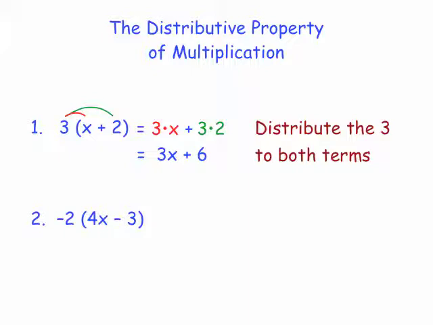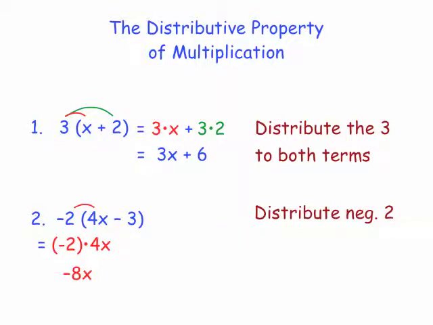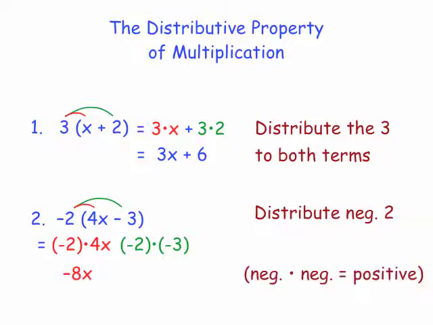In this case, I have negative 2 times the quantity 4x minus 3. So I have to distribute the negative 2. I have negative 2 times 4x, which is negative 8x. And then I have negative 2 times negative 3. But a negative times a negative is a positive, so negative 2 times negative 3 is positive 6. So my final answer here is negative 8x plus 6.